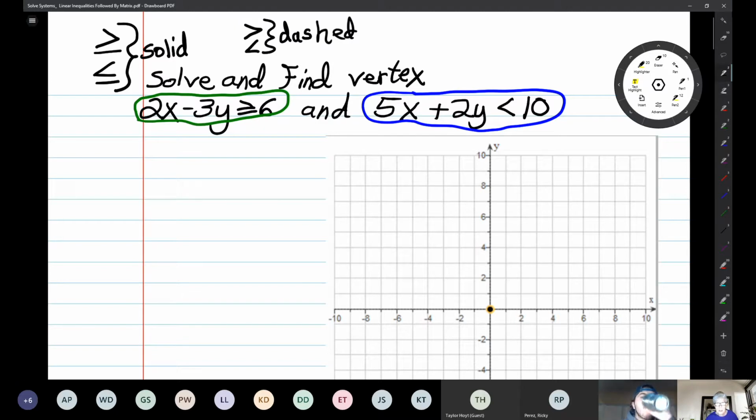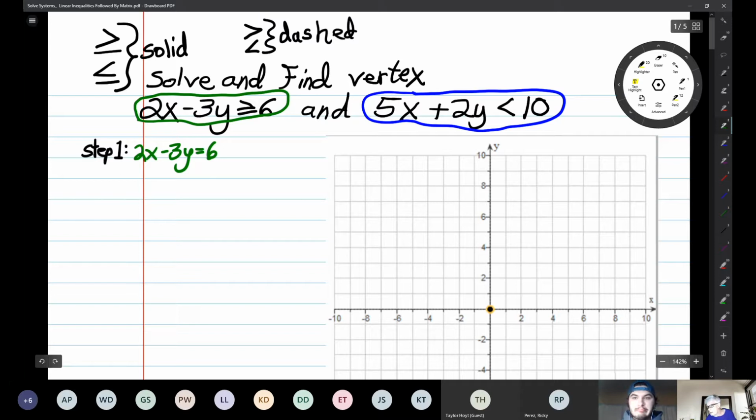So I am going to do all of this by steps, and the first step is to do this. Step one. I am just going to rewrite these with equal signs. And what that's going to do for me is this. That's the straight line part. It's a line in standard form.